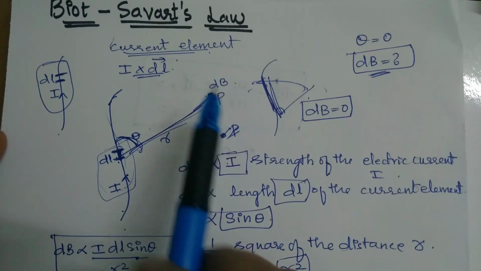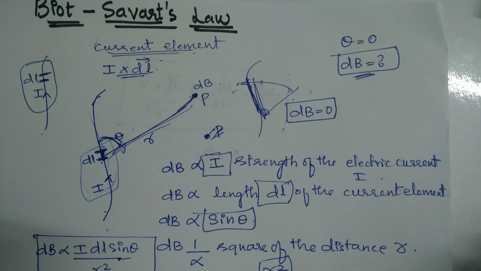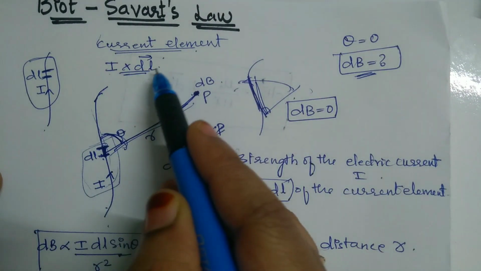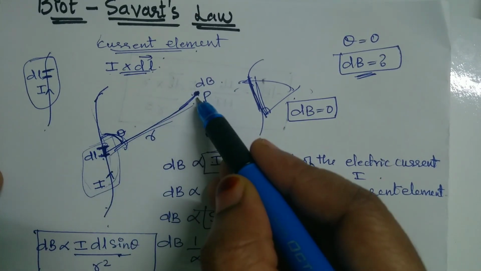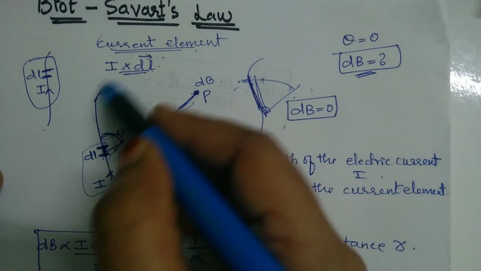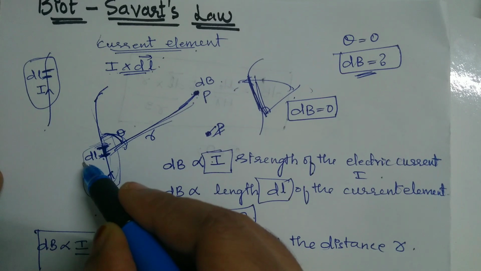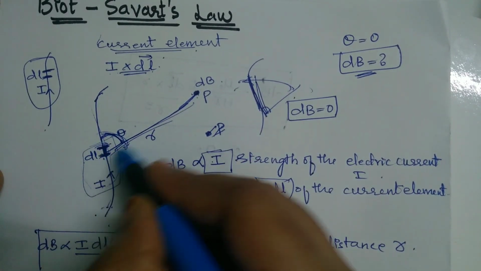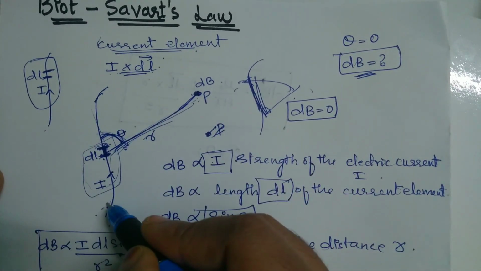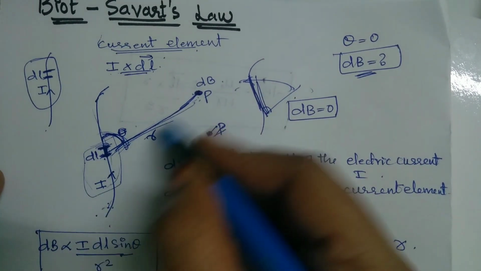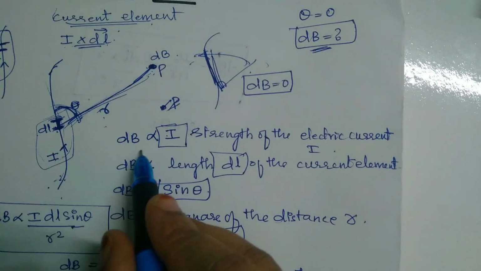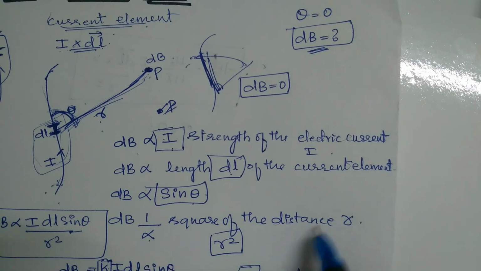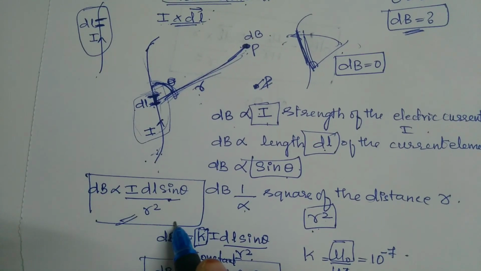Let us recall it. Biot-Savart's law is the experimental law which deals with the relationship between the magnetic field and the current element. The current element is the product of current and the length element dl. Suppose there is a point P at a distance r from the current carrying wire, and current I is flowing through this wire. We consider a small segment dl, and theta is the angle formed between the current element and the line joining the point of observation and the current element. This is the distance r. Biot-Savart's law states that dB is directly proportional to the current, directly proportional to dl, directly proportional to sine theta, and inversely proportional to the square of the distance, r square. So this is your Biot-Savart's law equation.